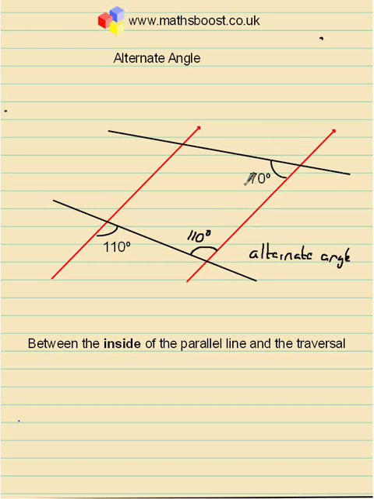This angle here, again, it is between the inside of the parallel line and the traversal. So we'll go to the angle that is between the inside of the other parallel line and traversal, but on the alternate side. So this is underneath, so we'll go above. And just as before, we will justify our use.